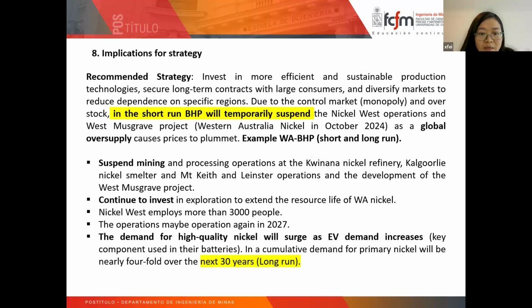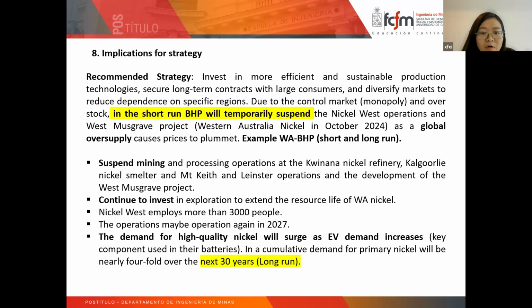The suspension included halting mining and processing operations at the Kwinana nickel refinery, Kalgoorlie nickel smelter, and the Mount Keith and the Leinster operations, as well as pausing the development of the West Musgrave project.